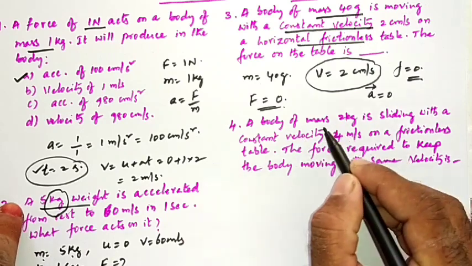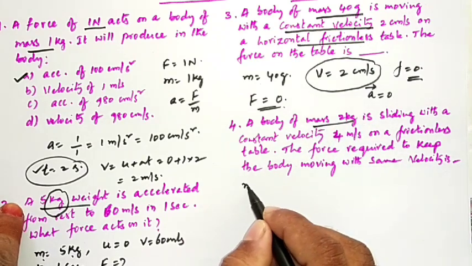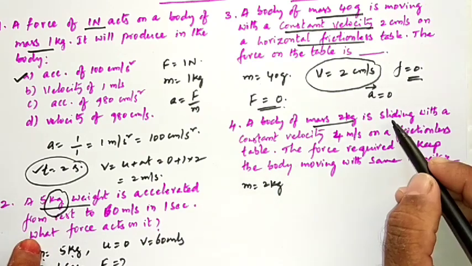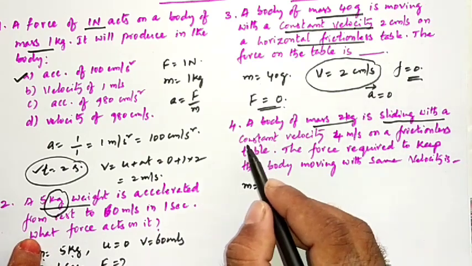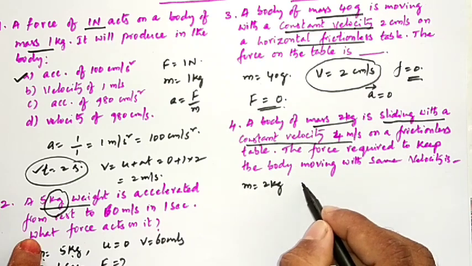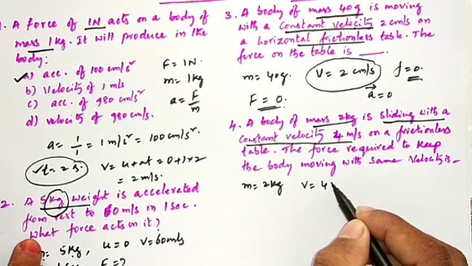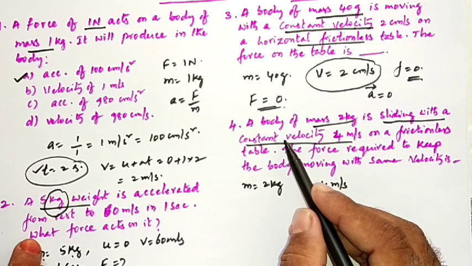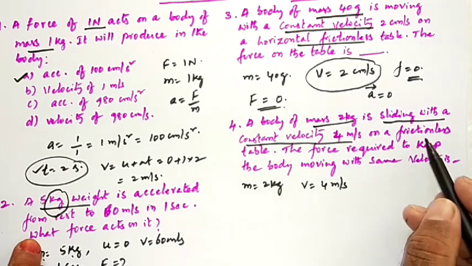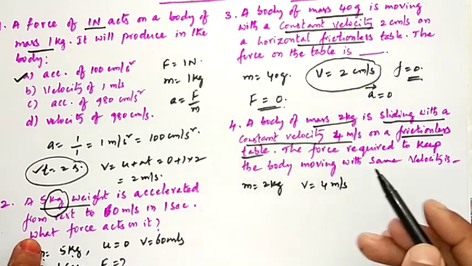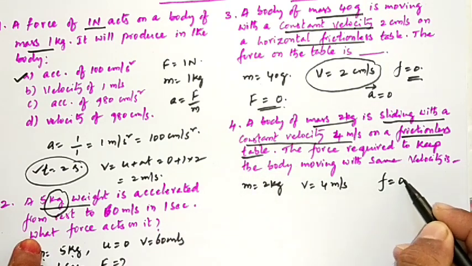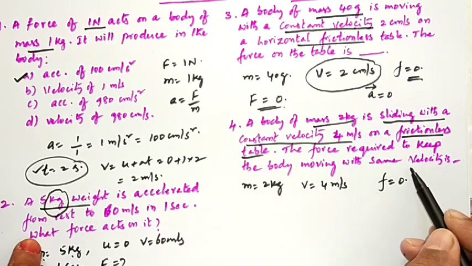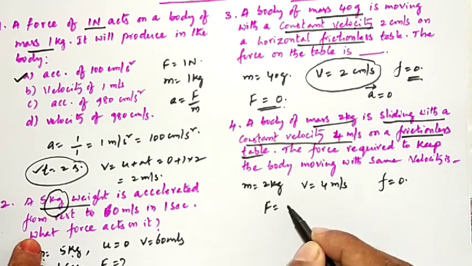Yeah, see, this is another question. A body of mass 2 kg is given. So given data I am writing, mass is equal to 2 kg, is sliding with a constant velocity of 4 meter per second. Okay, it is sliding, means moving with a constant velocity of 4 meter per second on a frictionless table. Here also friction is how much? 0. The force required to keep the body moving with the same velocity is how much?